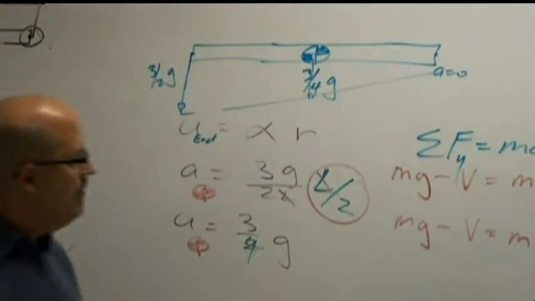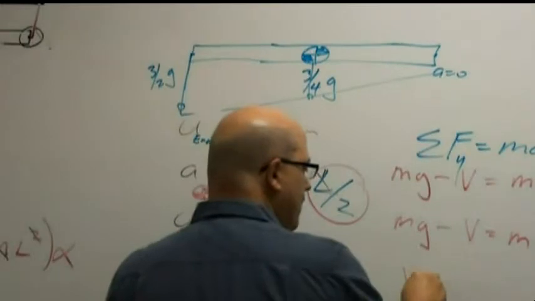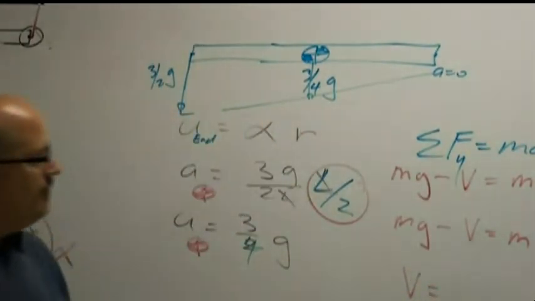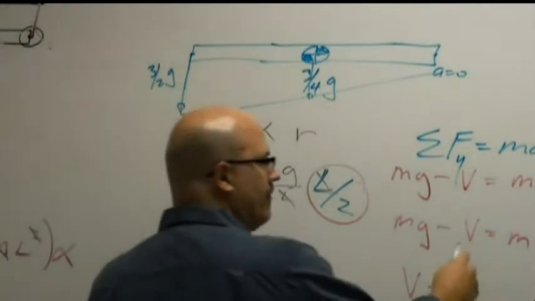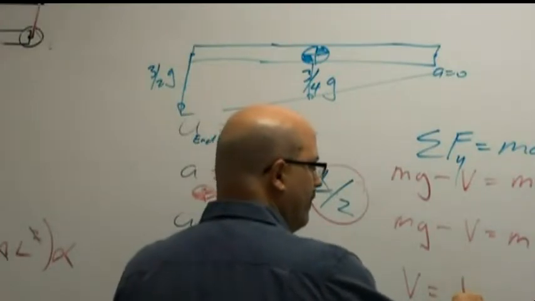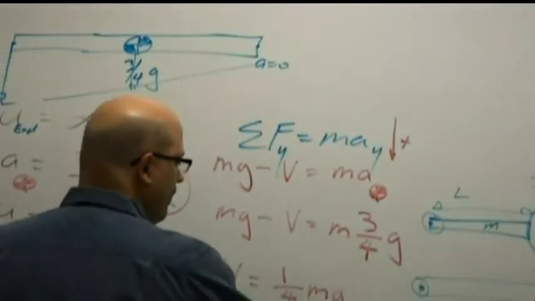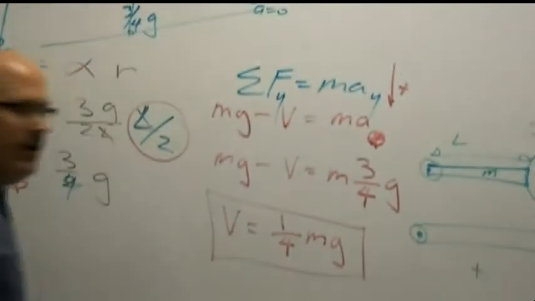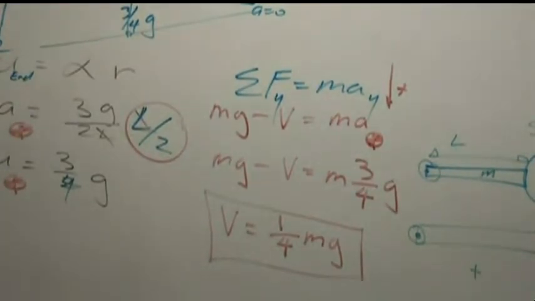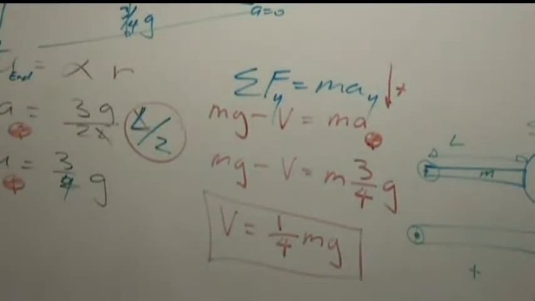Does my m go away? My m does not go away. So what's V? V is mg minus 3/4 mg. It's 1/4 mg. So the vertical force decreases.